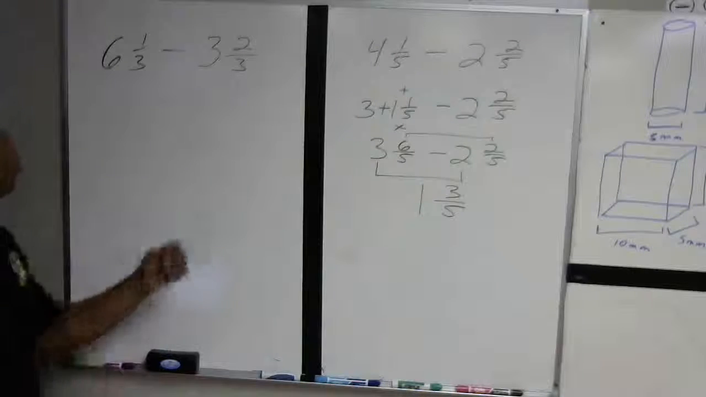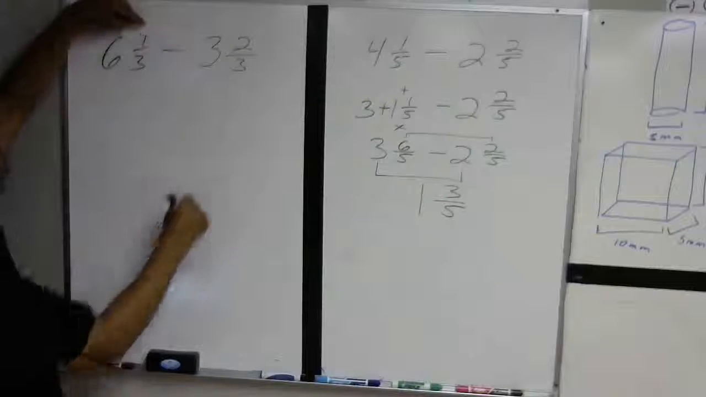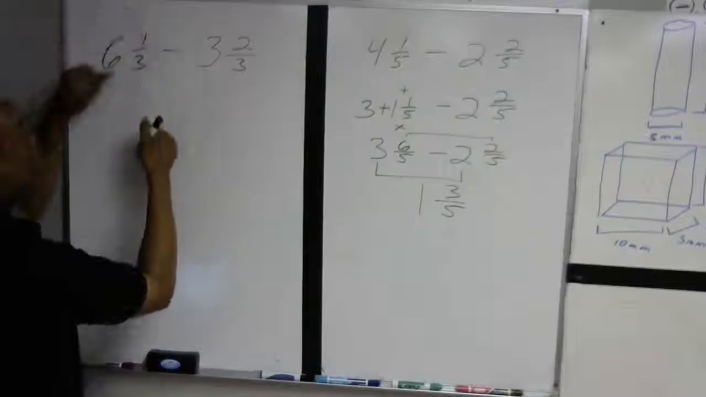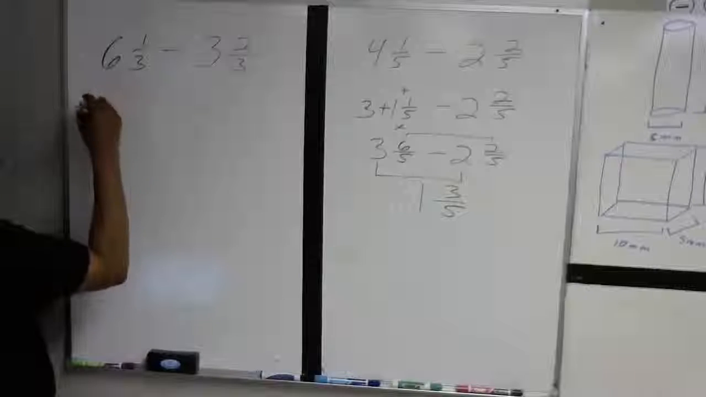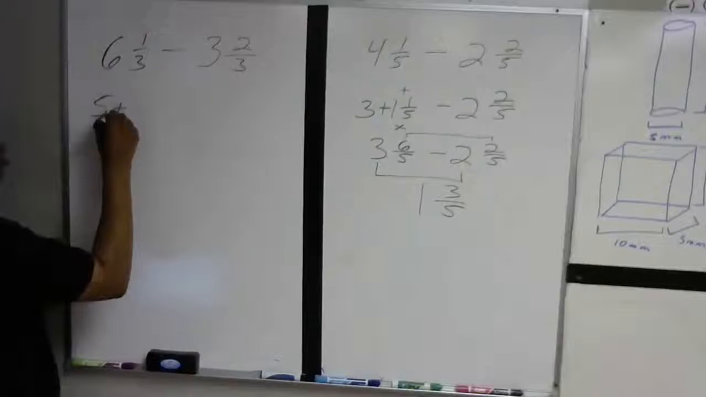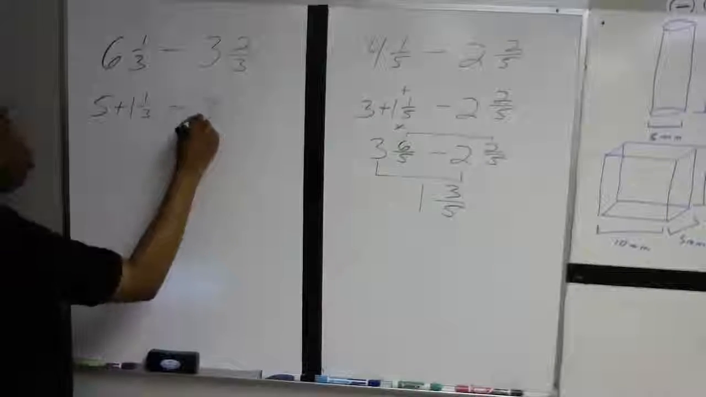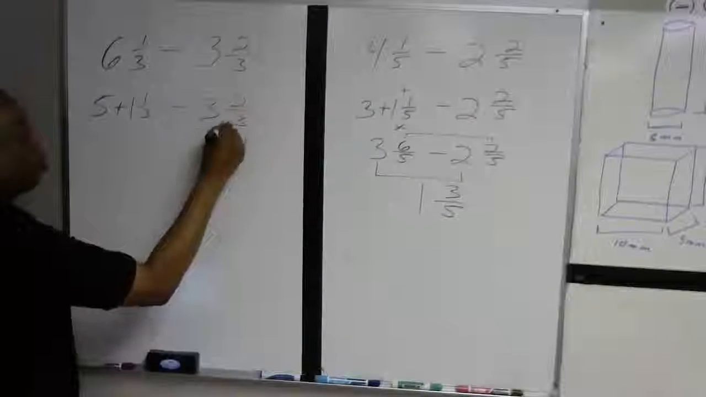Okay, here we cannot subtract the fractions because the 1 is too small. So we need to borrow. So we'll borrow 1 from the 6, it becomes a 5 plus the 1 that we borrowed next to the 1/3 minus 3 and 2/3.